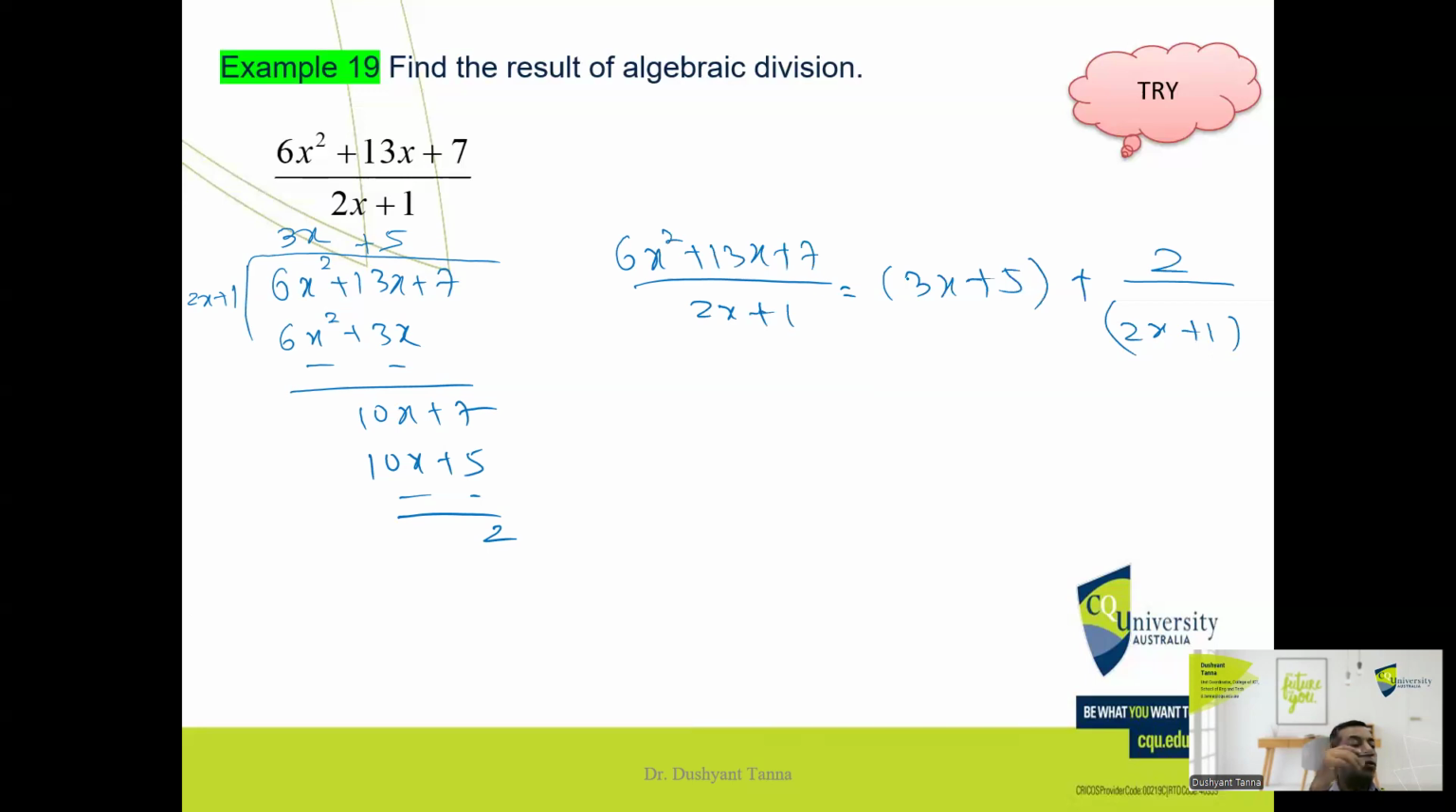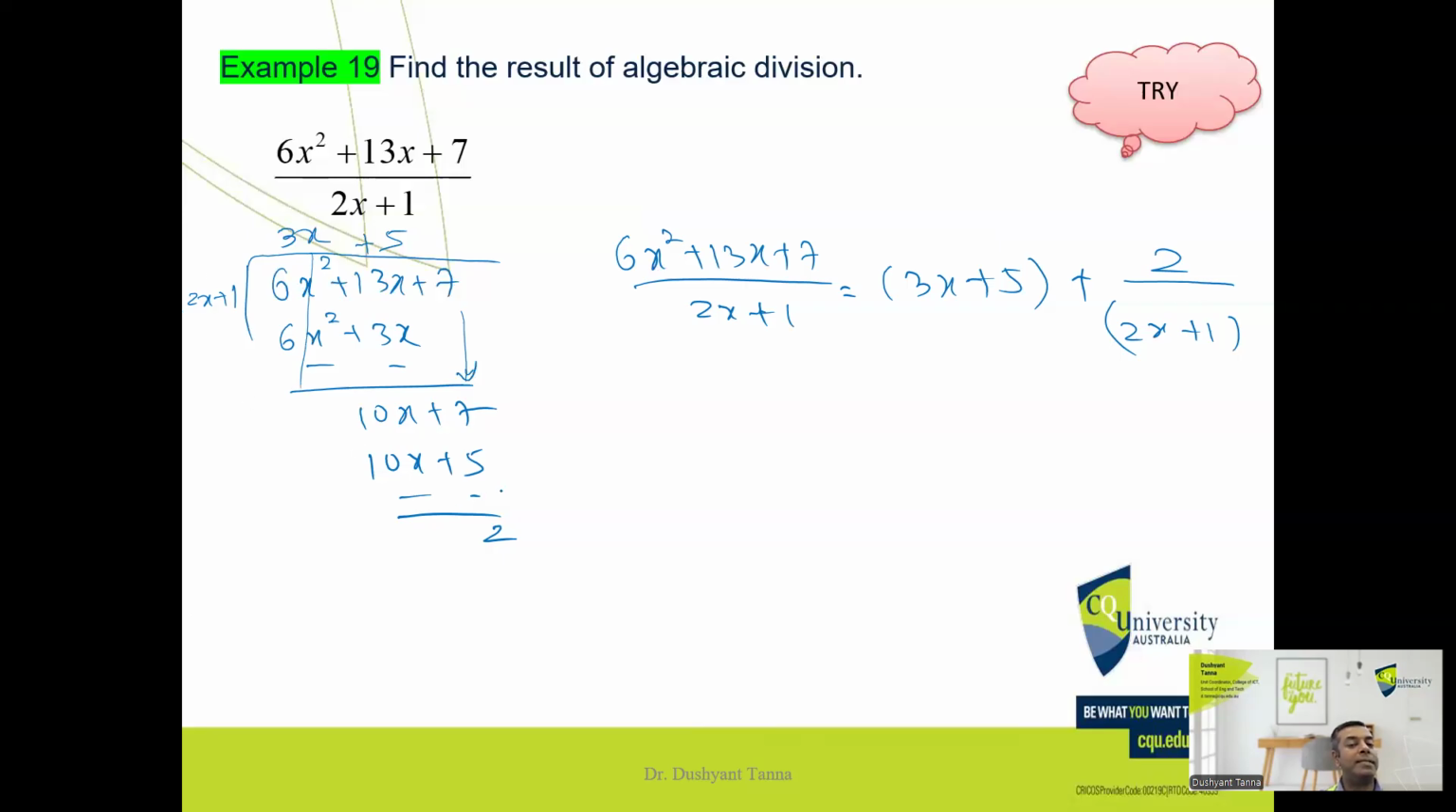Another simple question. I didn't write out that step, but I hope everyone is following now. The first step is 6x squared over 2x. You'll end up with 3x. When 3x is multiplied with both of them, that is 6x squared plus 3x. Subtract: 6x squared gone. 13 minus 3 is 10x. The 7 is carried down. And then 10x over 2x is 5.